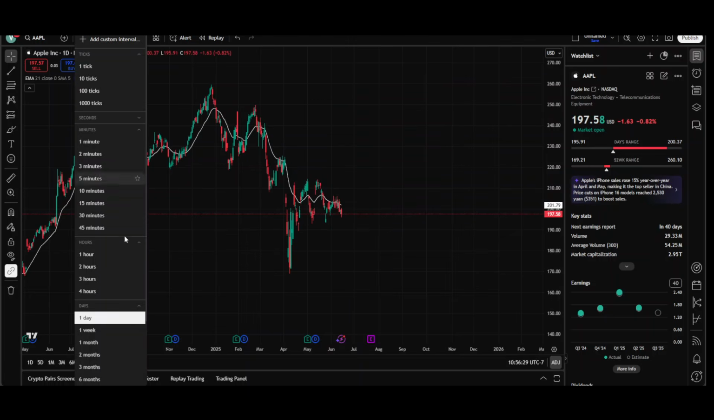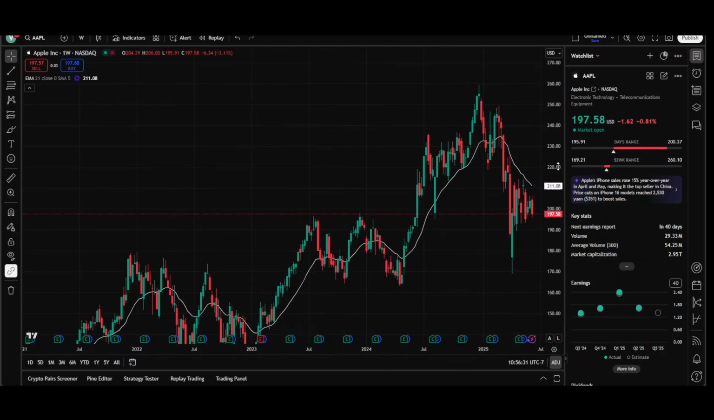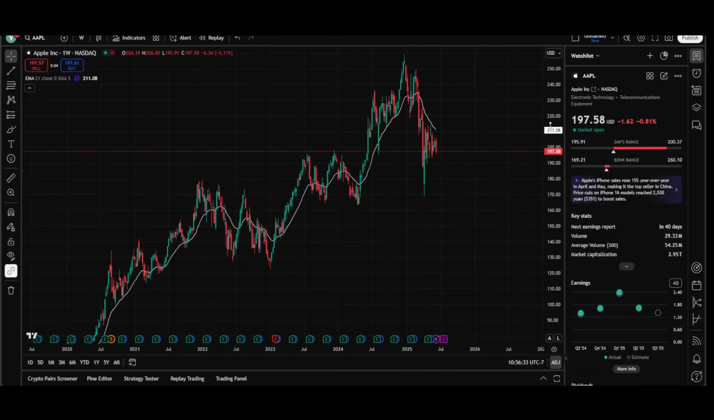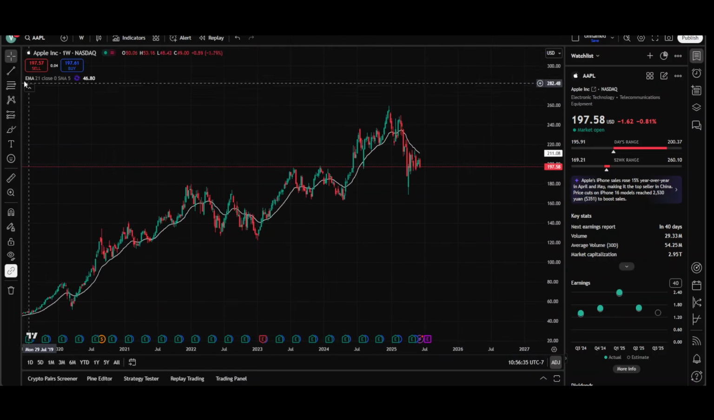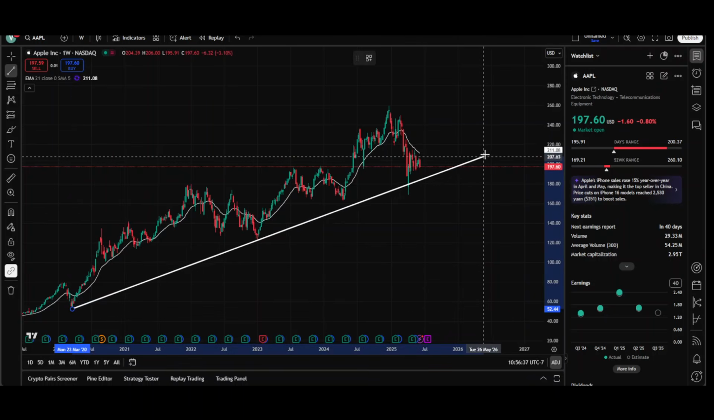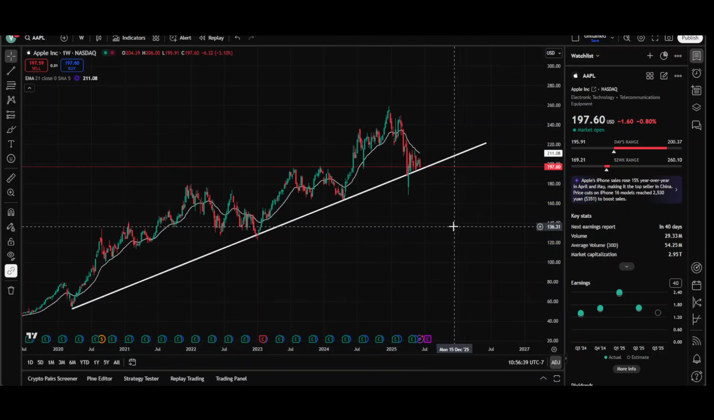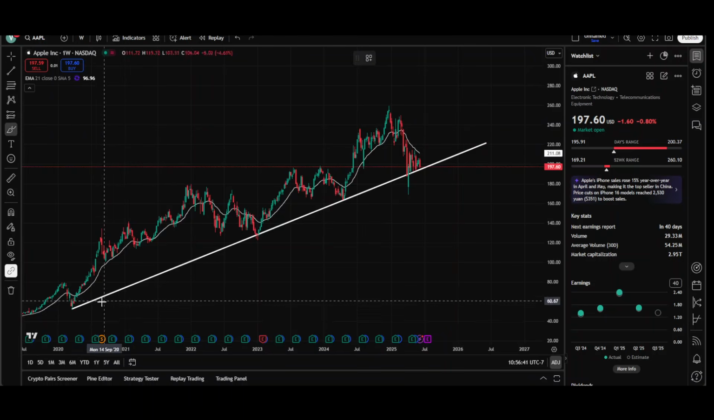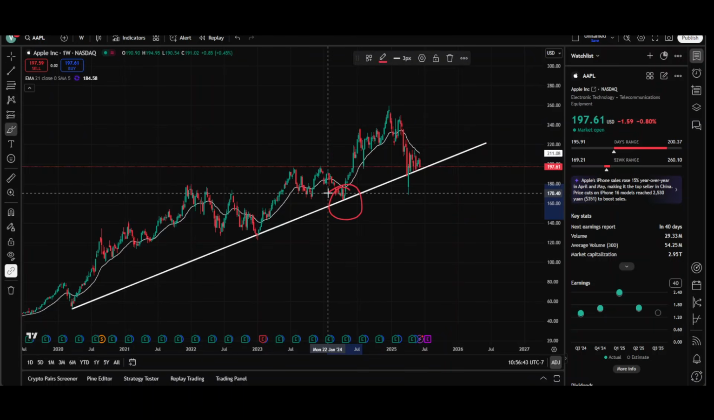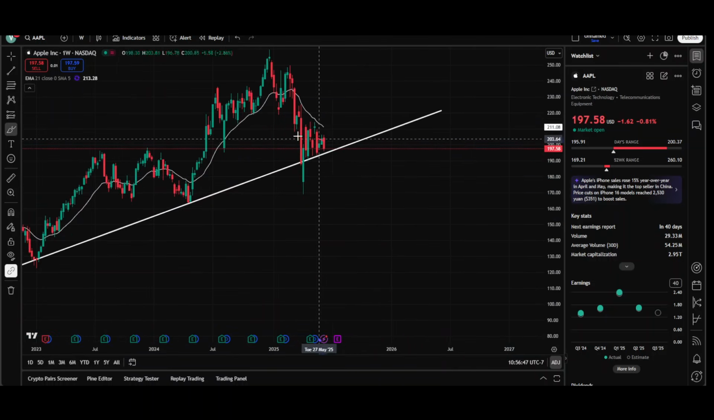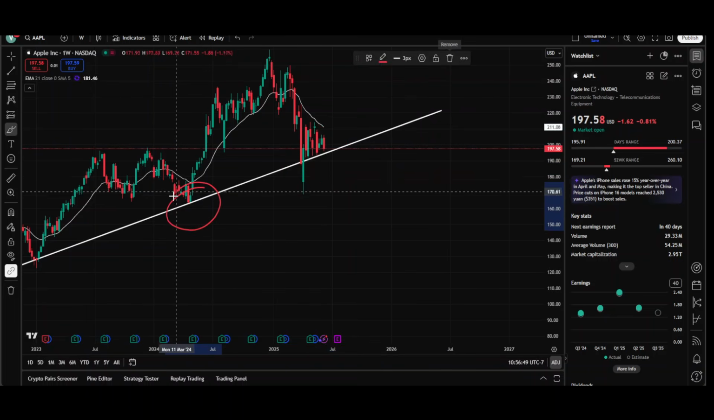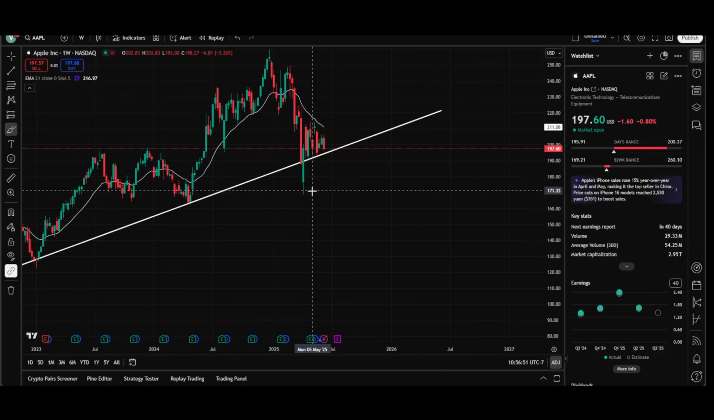Let's take a look at the weekly chart. Here's the weekly chart, and you can see that there was this trend line right about here in play, and we're still above the bullish trend line. This was the confirmation bounce right here. But look at this price action over here compared to this one. Hopefully you guys can see the difference.